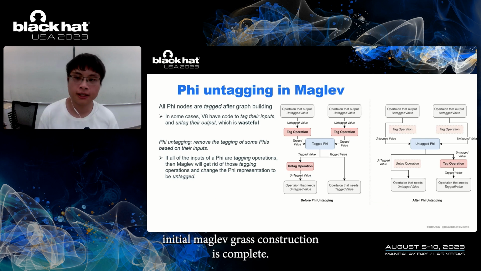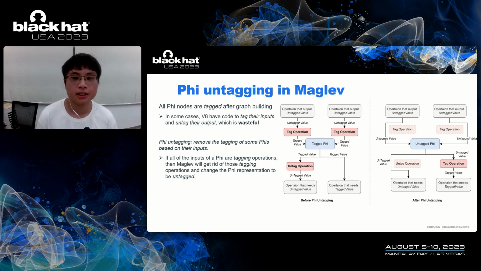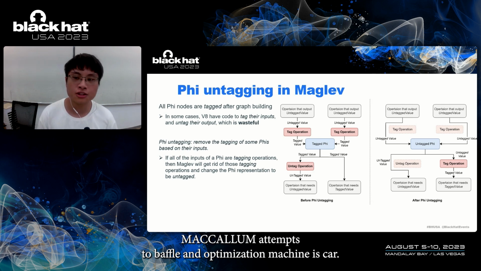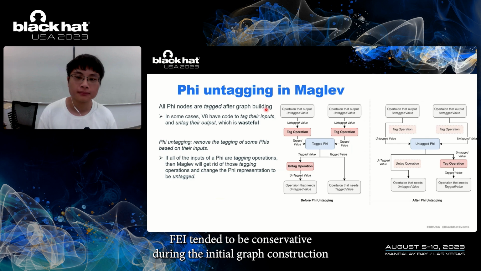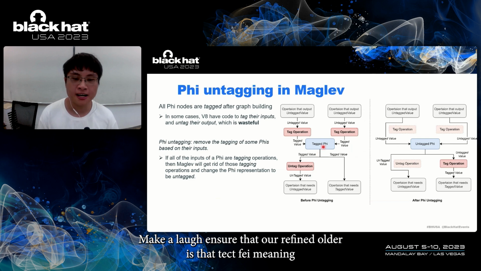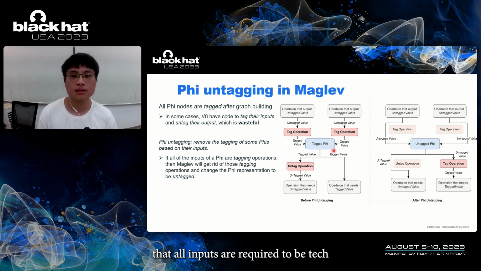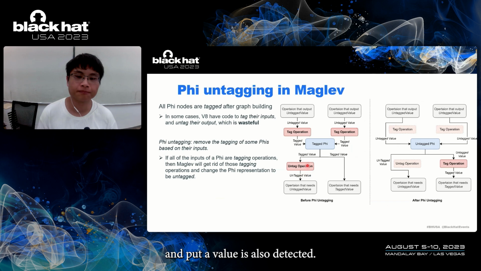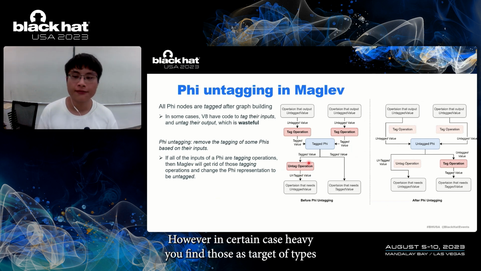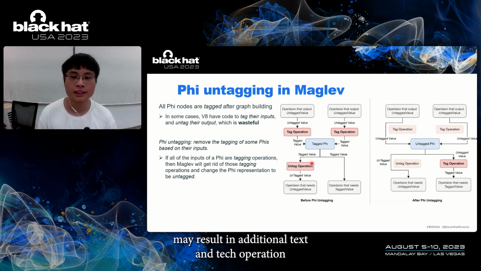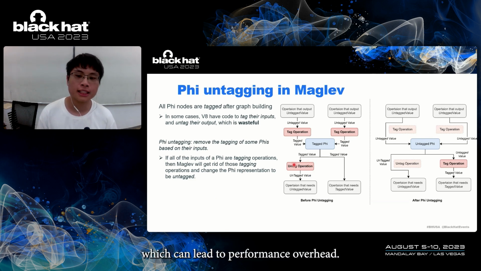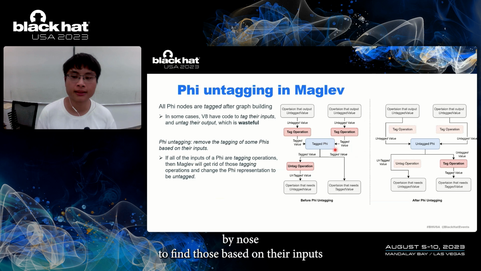Once the initial Maglev graph construction is complete, Maglev attempts to perform an optimization mechanism called phi untagging. To be conservative, during the initial graph construction, Maglev ensures that every phi node is a tagged phi, meaning that all inputs are required to be tagged and the output value is also tagged. However, in certain cases, having phi nodes as tagged types may result in additional tagged and untagged operations, which can lead to performance overhead. Therefore, Maglev considers optimizing some tagged phi nodes to untagged phi nodes based on their inputs.